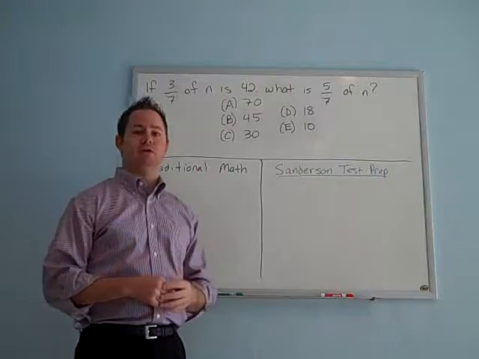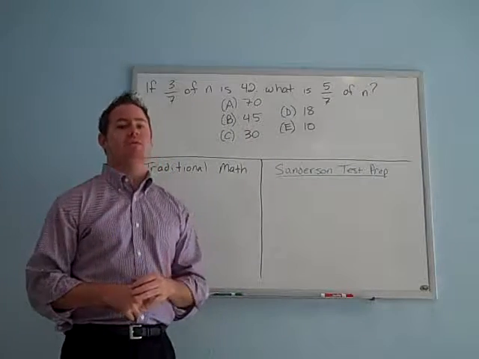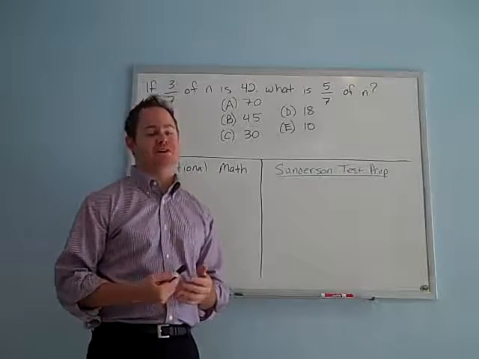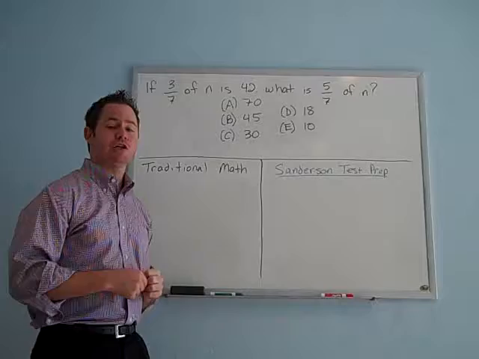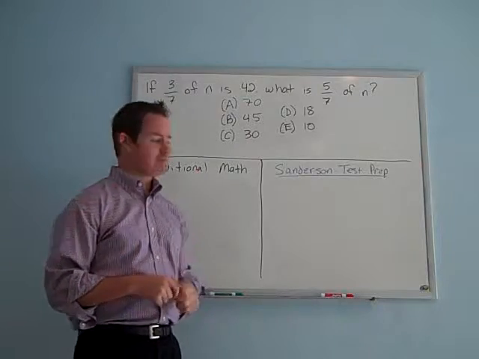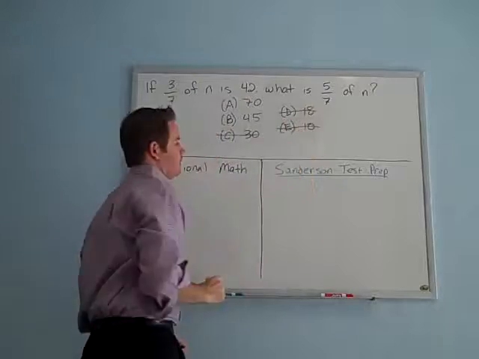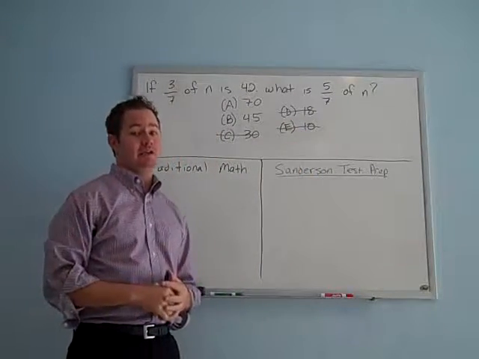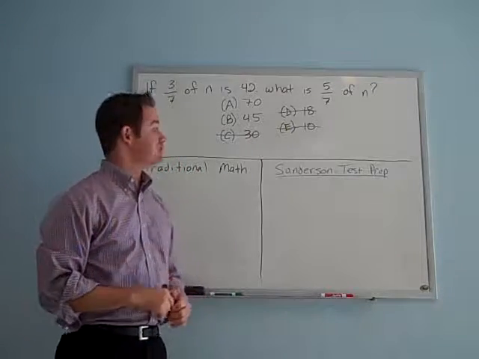Well, let's compare those two values. 3/7 versus 5/7. Which one of those is larger? If you said 5/7, you are correct. So that means that our answer choice is going to have to be larger than 42. That allows us to eliminate answer choices C, D, and E right off the bat. Now let's take a look at our remaining answer choices.